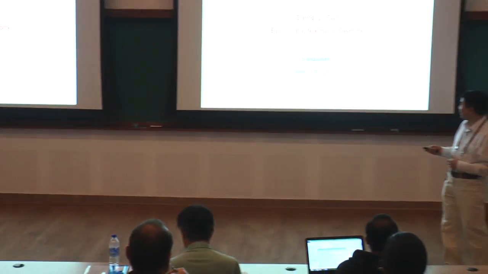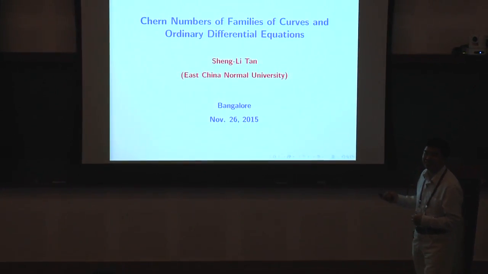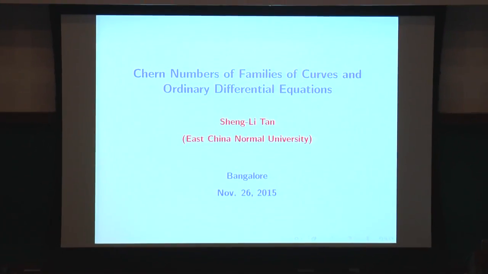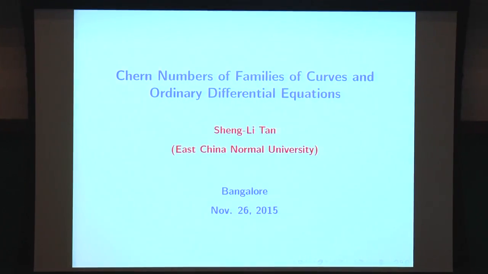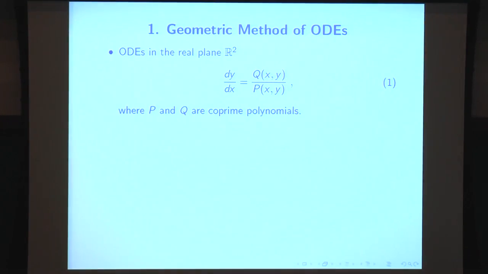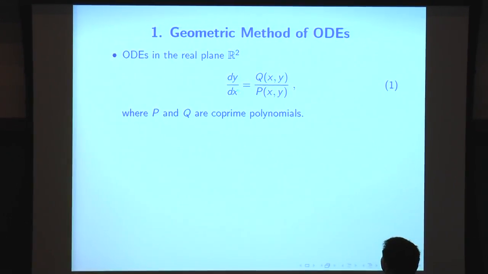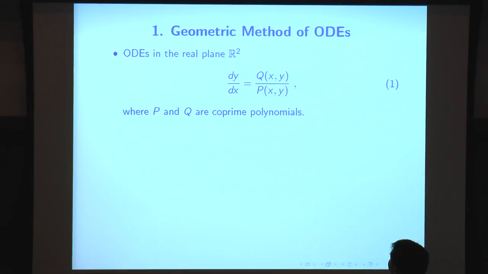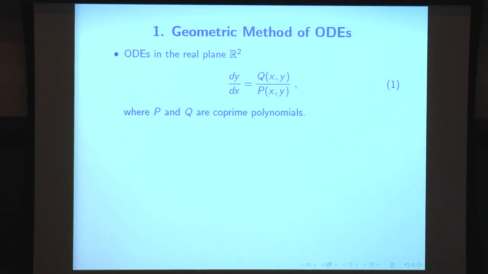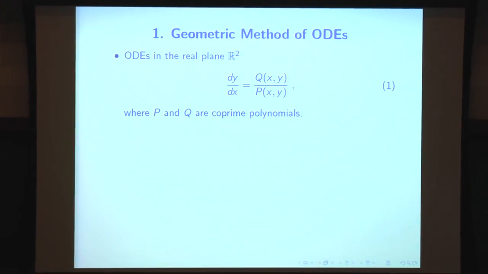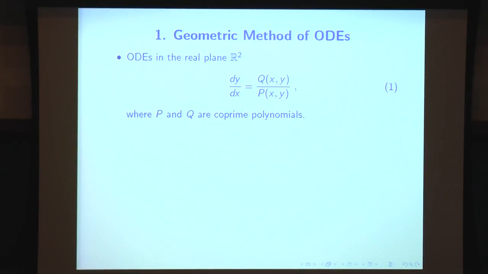So the next slide is in the second part, so I will try to slow down the talk. The second part is about the invariance for the ODE of this type. I try to generalize the Chern numbers for family of curves to some invariance of the ODEs.